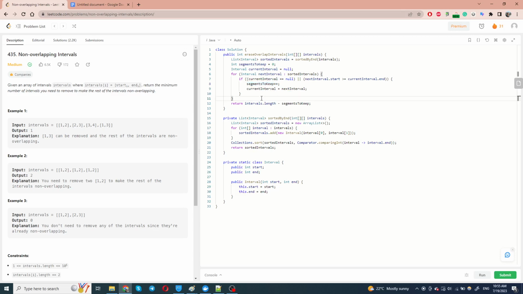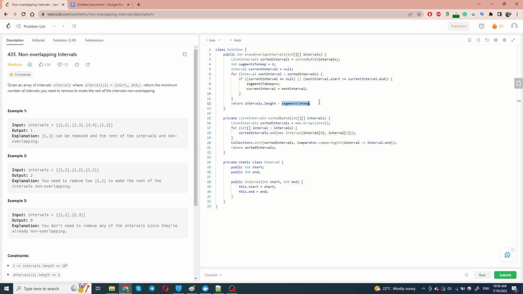Okay, and in the end, remember that we are calculating the number of segments to keep, but actually we want to return the number of segments that we should remove. And it's obviously equal to the total number of segments minus the segments that we want to keep. And that's it.